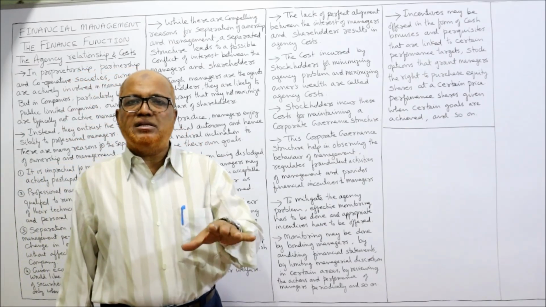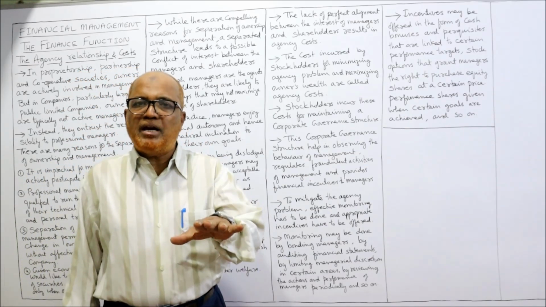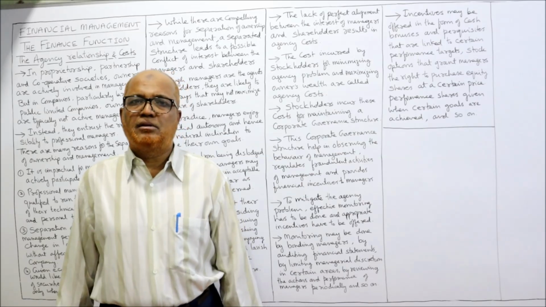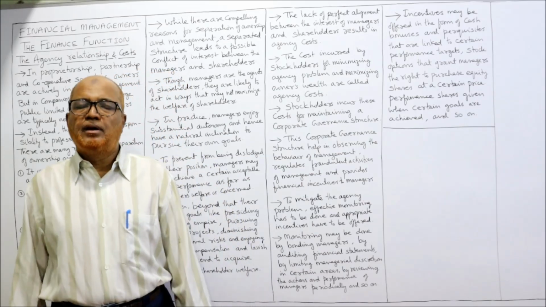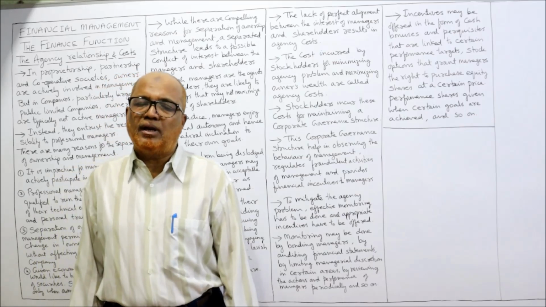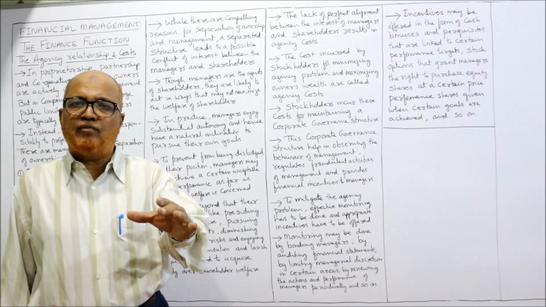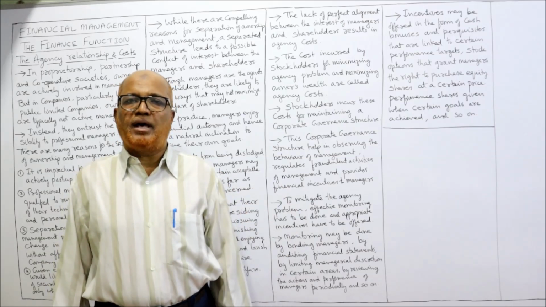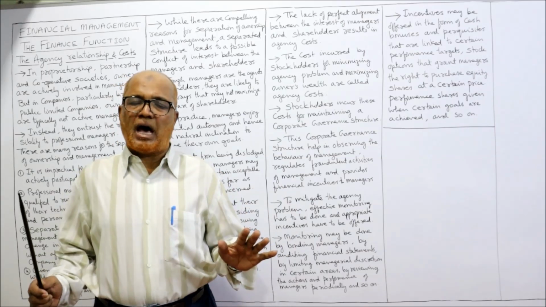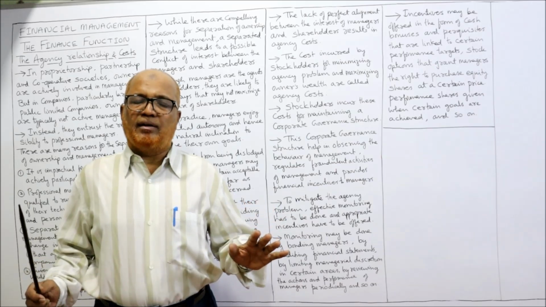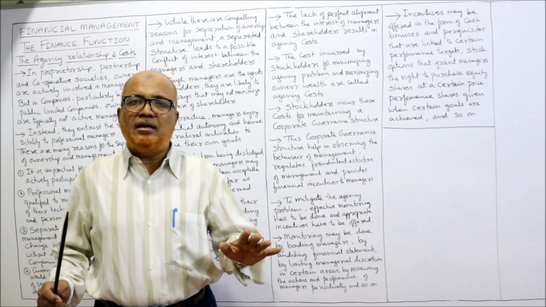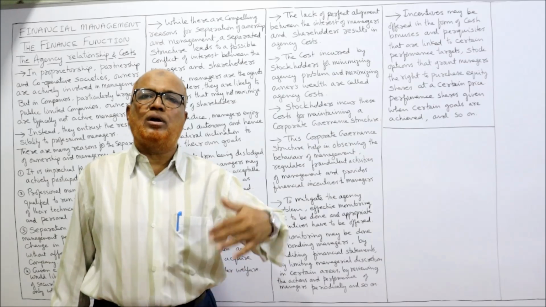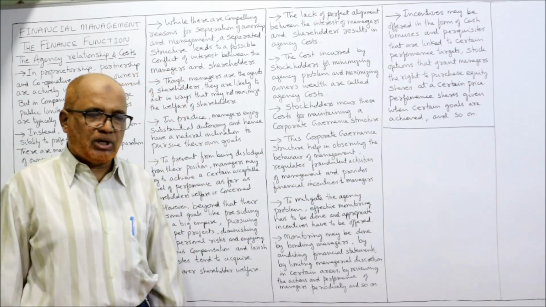In order to minimize these agency problems, two actions are there. The first action is monitoring the activities of the management. Secondly, providing incentives to the management so that management is happy, management is satisfied, and management will understand what are their interests and what are the interests of the shareholders.